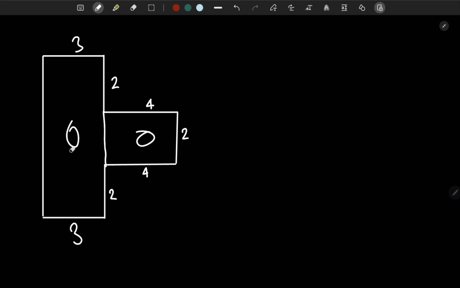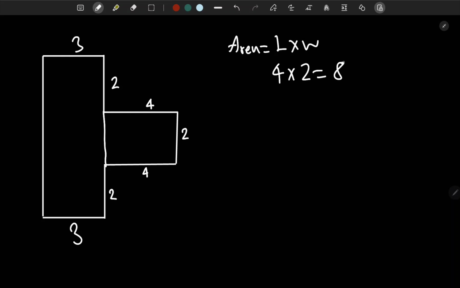Now we have two rectangles, and we know how to find the area of a rectangle, which is equal to length multiplied by the width. Let's find the area of the smaller rectangle first. The length is 4 and the width that we are given is 2. So this is going to be 8. The units are cm, so it's going to be 8 centimeters squared.